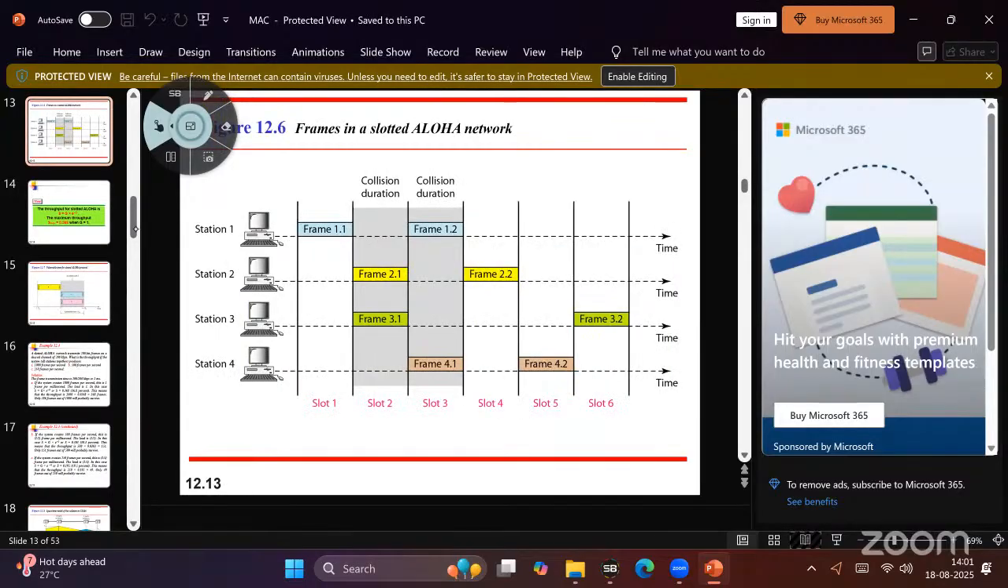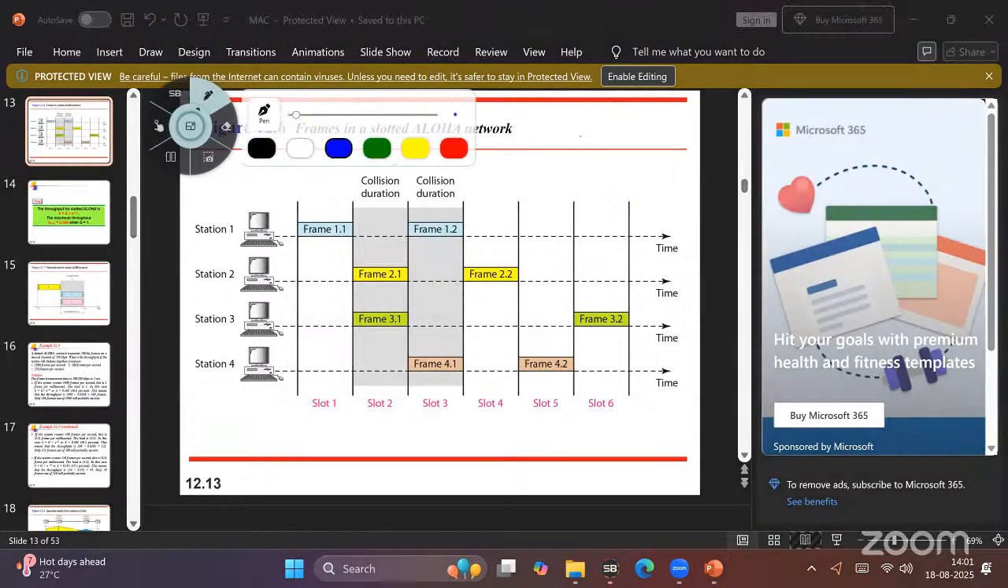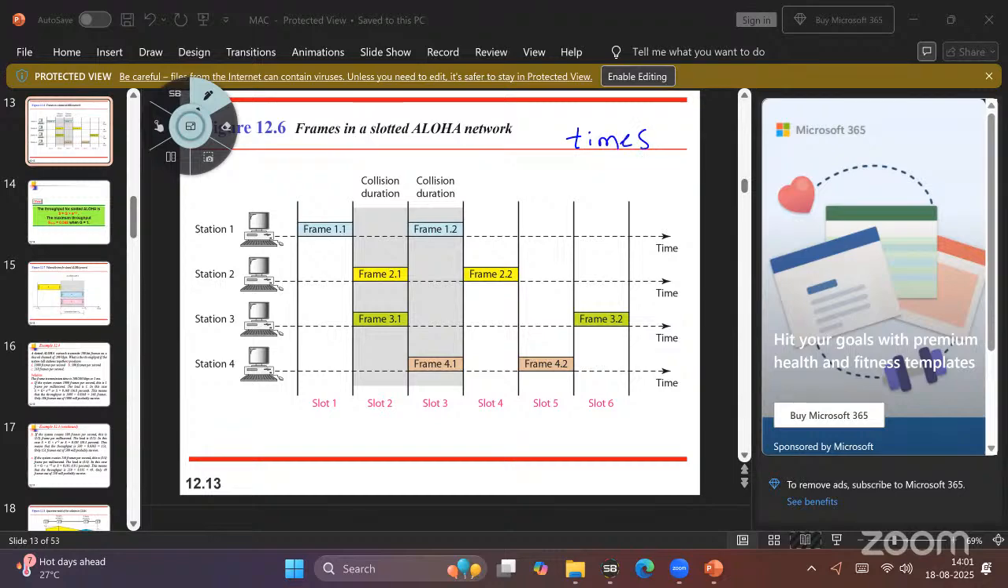Next, this is slotted Aloha. In slotted Aloha, time is divided into time slots. Within a time slot we need to transmit the data. If the channel is idle, we need to transmit the data. For example here, this frame is successfully transmitted. No one transmitted on these stations, and here also there is no transmission. Only this one will be transmitted.